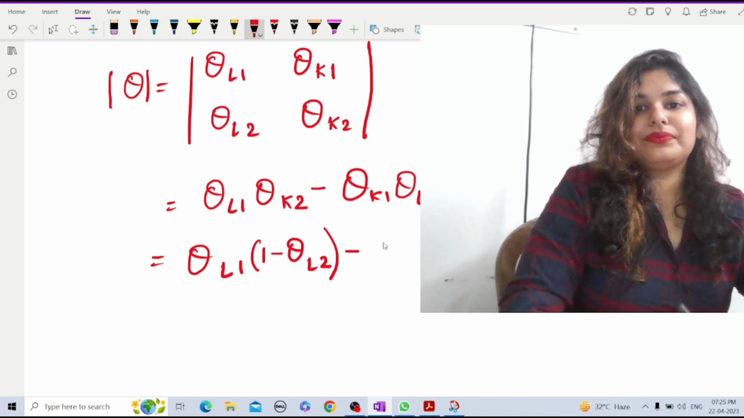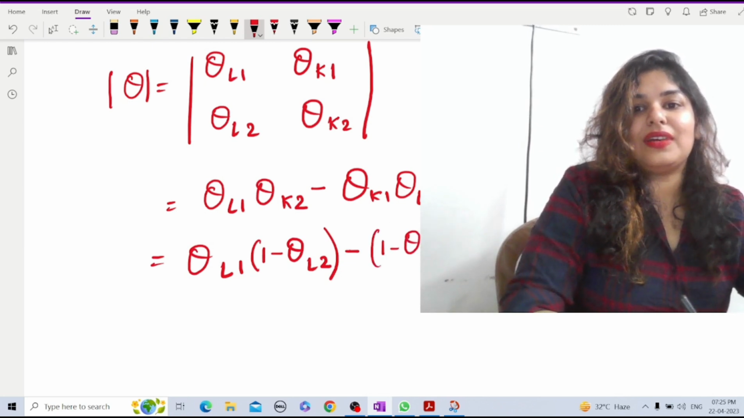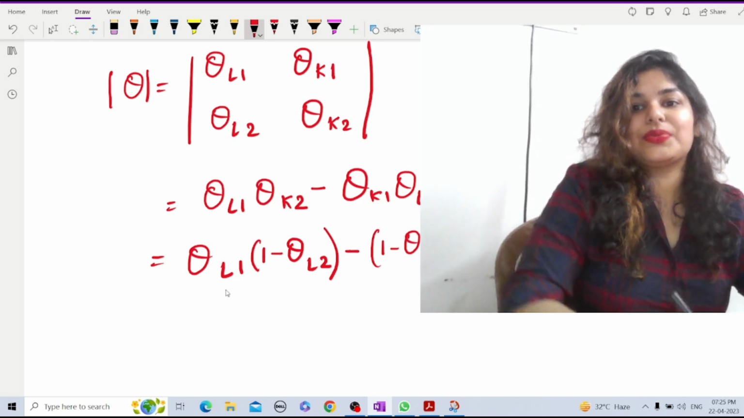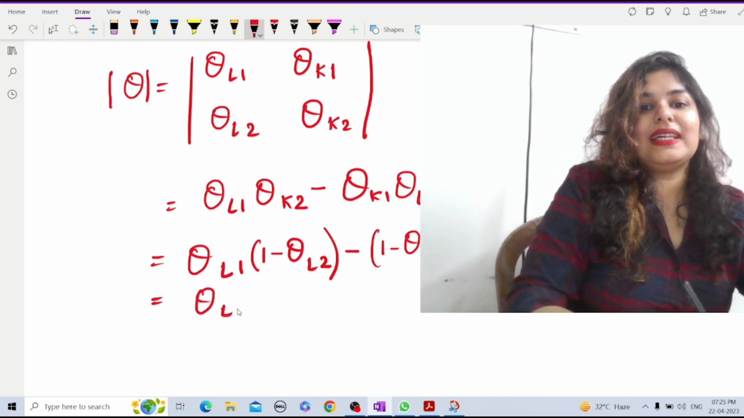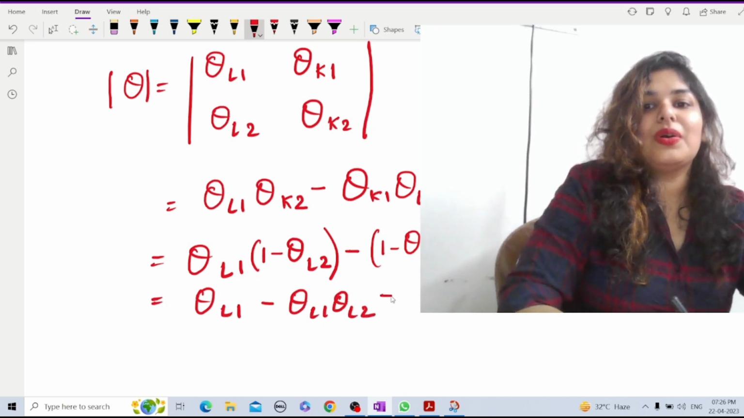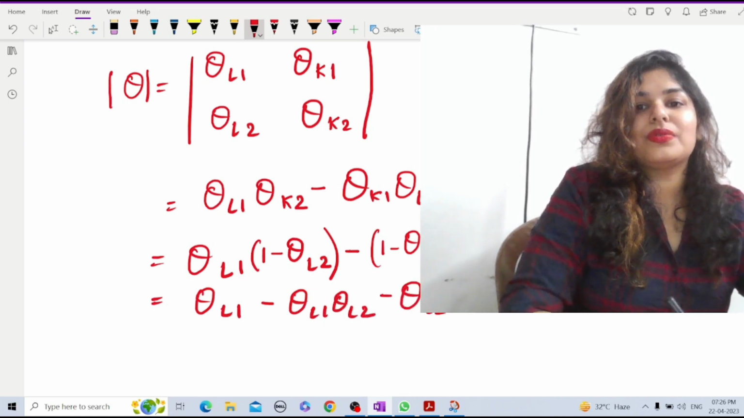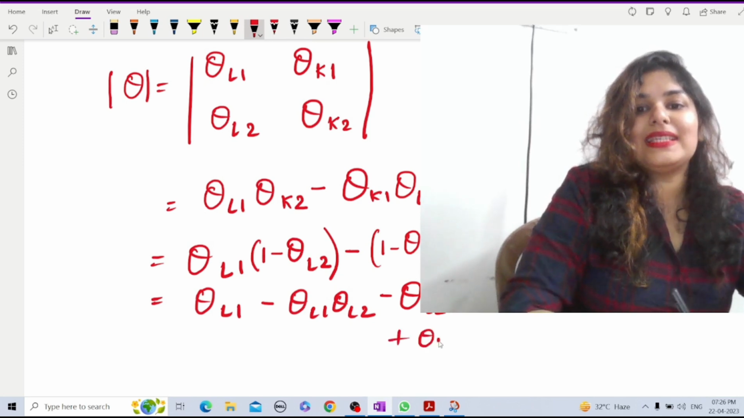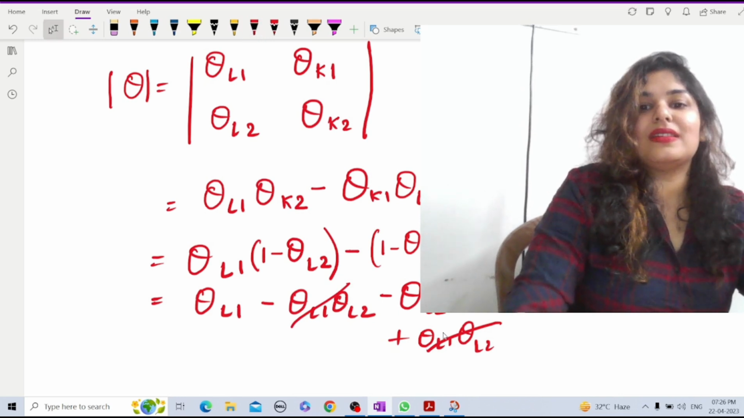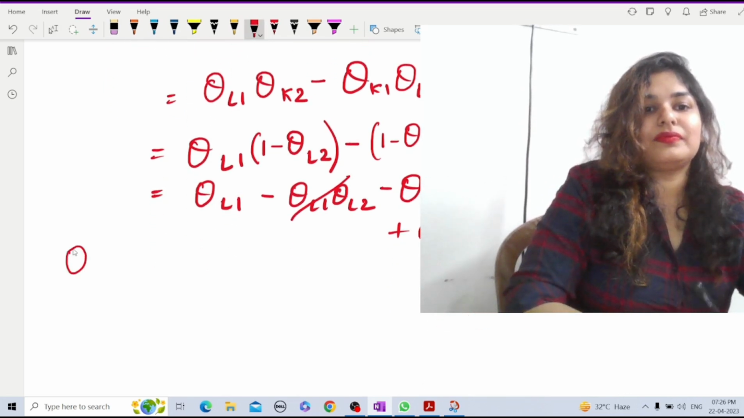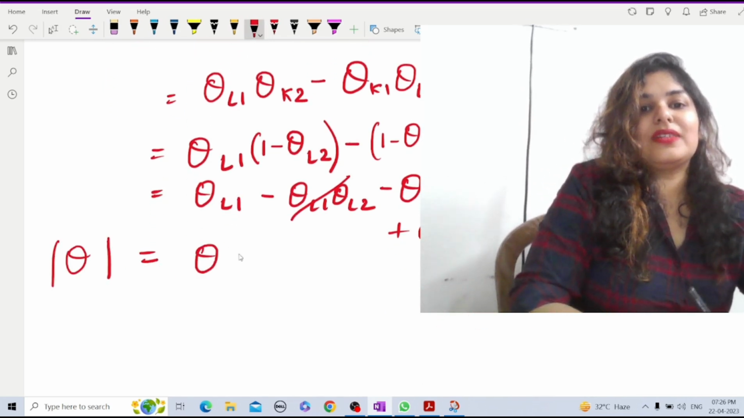Similarly, in place of K1, I can write 1 minus theta L1 into theta L2. So we get theta L1 minus theta L1 theta L2 minus theta L2 plus theta L1 theta L2. So this and this term get cancelled, and we have theta is equal to theta L1 minus theta L2.